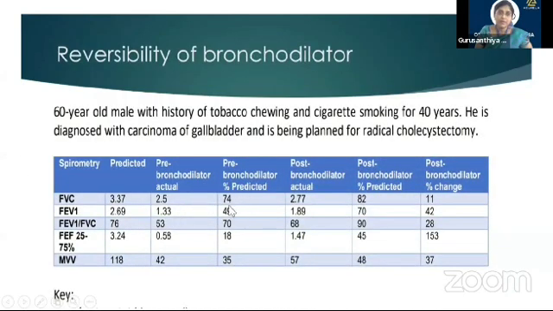See the FEV1 here, pre-bronchodilator it is 74% and post-bronchodilator it is 82%. And the increase is from around 1.33 liters to 1.89 liters.